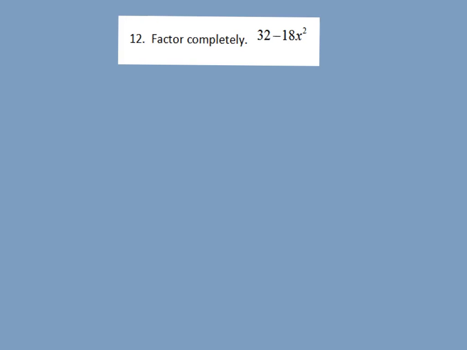Number 12. Very, very first thing I do is I look for a GCF. Here, I see that I do have one. My GCF is 2. Leaves me with 16 minus 9x squared. I have 2 terms. With 2 terms, I'm looking for either difference or sum of cubes or difference of squares. Well, I have a difference, and if I read my problem, 16 minus 9x squared, x squared. So I know I'm dealing with difference of squares.